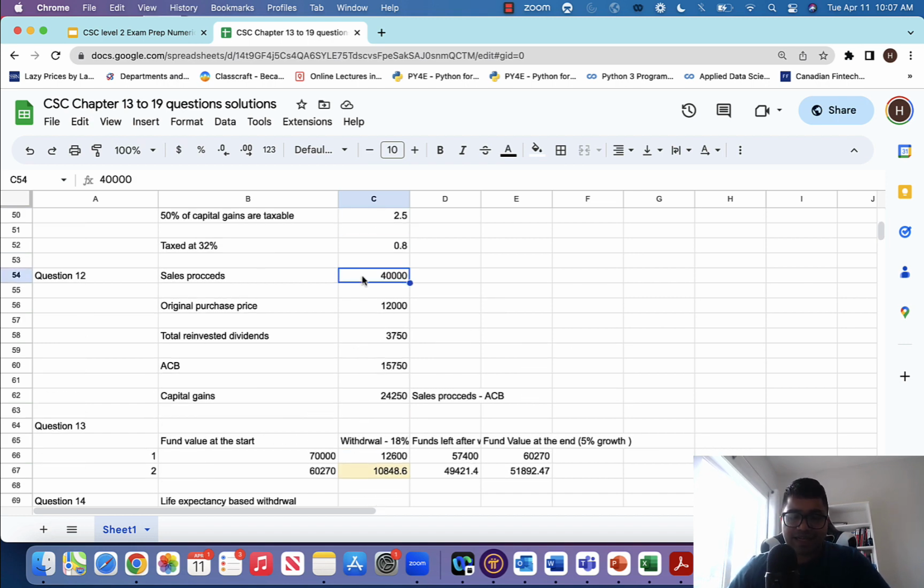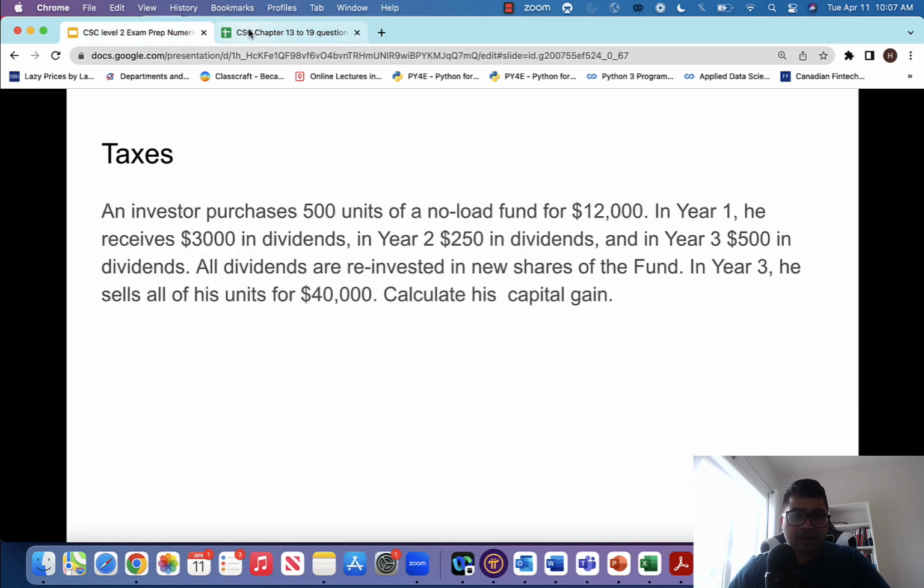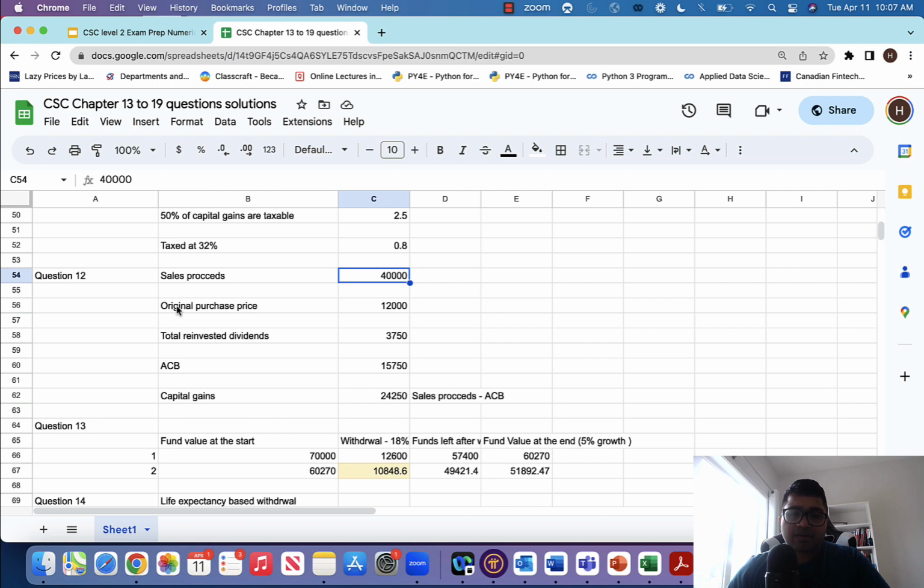So this is the question. Sales proceeds, first note it down, $40,000, that's given to you. Okay, now we need the original purchase price, that was given to be $12,000, and we need to add up all the reinvested dividends. So original purchase price was $12,000, you got some dividend, paid taxes on it and reinvested those dividends back into the fund. So this is the total amount, 3,000 plus 250 plus 500 of reinvested dividend. So what does that reinvested dividend do? It increases the cost basis.